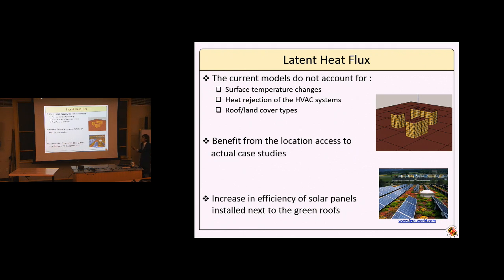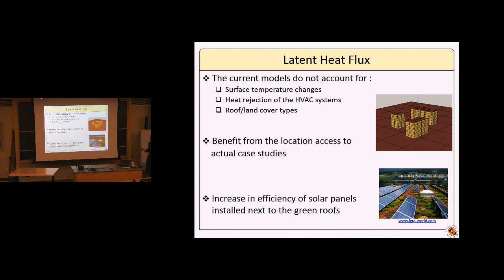So the problem is, let's say I'm looking at different heat fluxes. So the surface temperatures are different. So when the surface temperatures are different, the long wave radiations are different. When those are different, the heat rejection of the cooling systems and heating systems are different. So that's something that we are not accounting for right now.